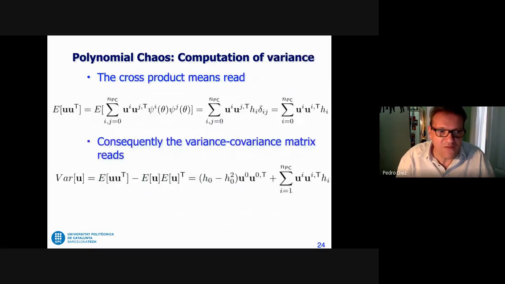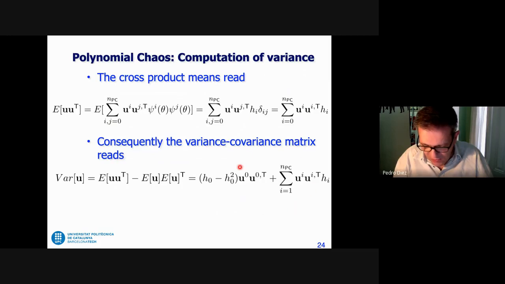Of course, they do affect, for instance, the variance, because when you compute the expectation of the square, so to speak, the matrix which results from computing u times u transpose, that's a matrix that is part of the variance-covariance matrix. It depends on all the terms in your polynomial chaos expansion, not only on the first one, but still it is a term which is pretty easy to compute given the terms of the polynomial chaos expansion.